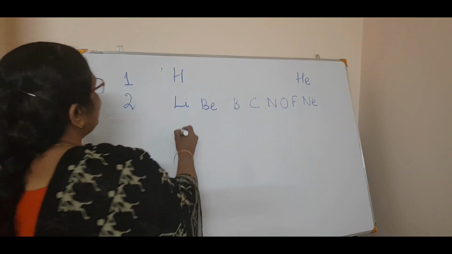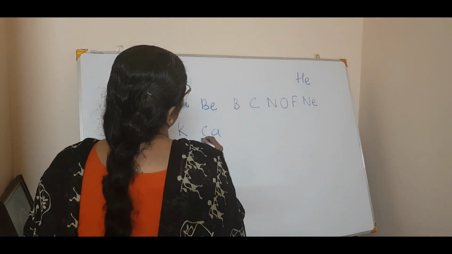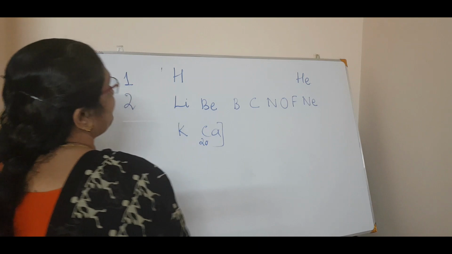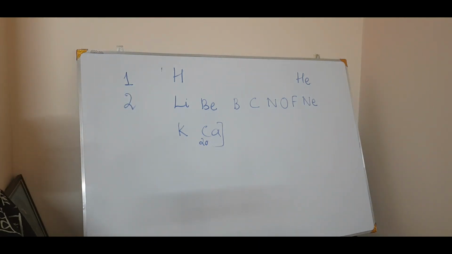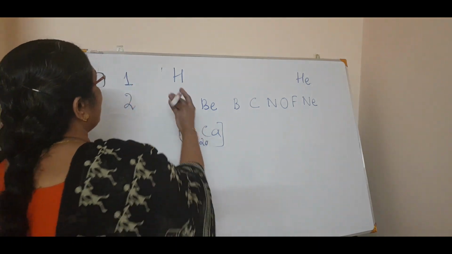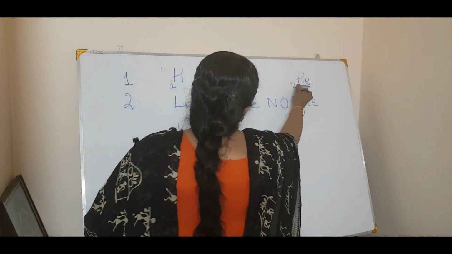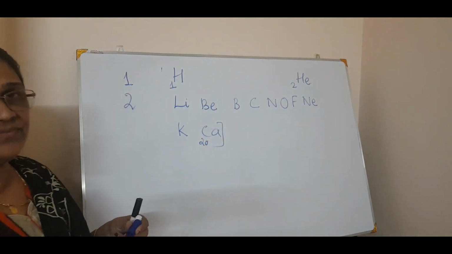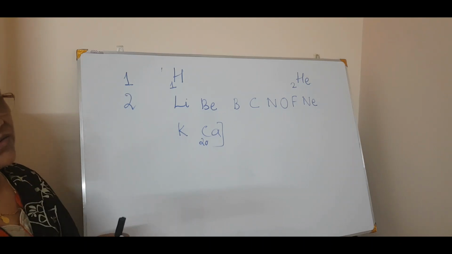Correct. Then potassium and calcium. Only till 20 you have to study, period wise. So, hydrogen and helium you know. According to the atomic number, this is 1, this is 2. You know it is first shell K, 2 electrons.